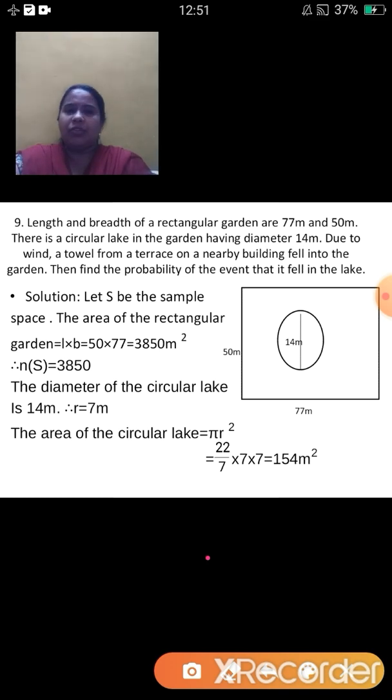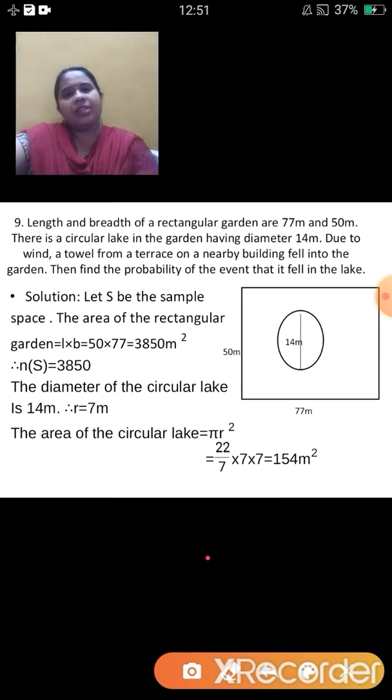The length and breadth of a rectangle are 77 meters and 50 meters. There is a circular lake in the garden having a diameter of 14 meters. Due to wind, a towel from a terrace on a nearby building fell into the garden. Then find the probability of the event that it fell in the lake.